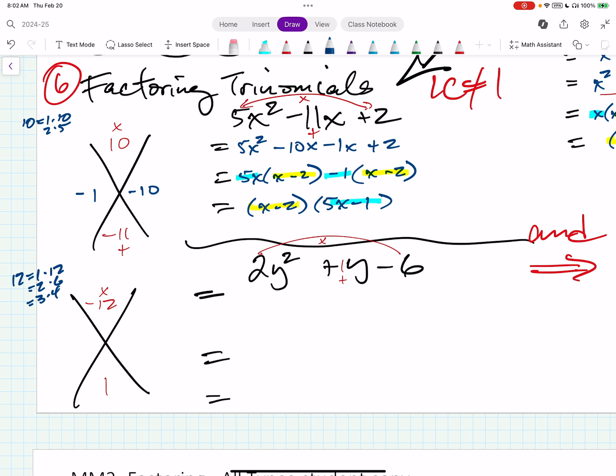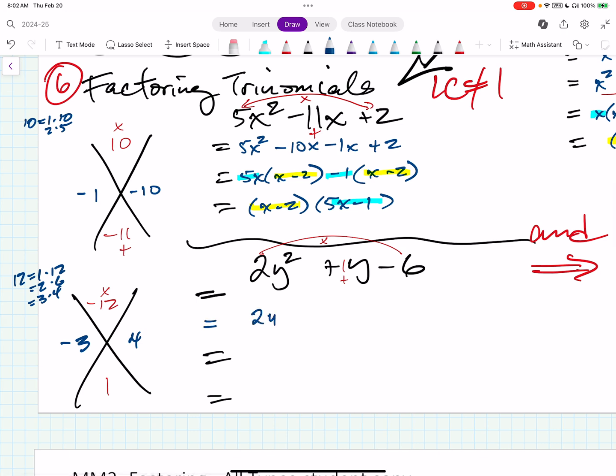So if you use 3 and 4, and make one of them negative, okay, make the smaller one negative. Negative 3 times 4 is negative 12, and negative 3 plus 4 is positive 1. All right, there we go. And now just split the middle term. So here we go.